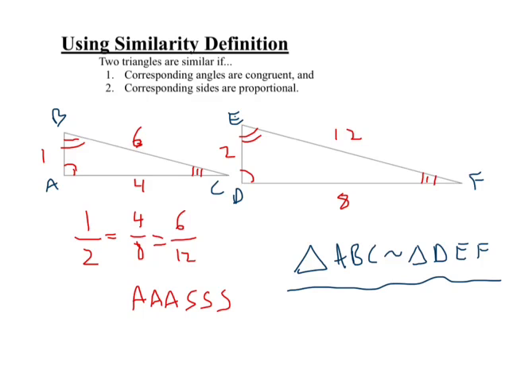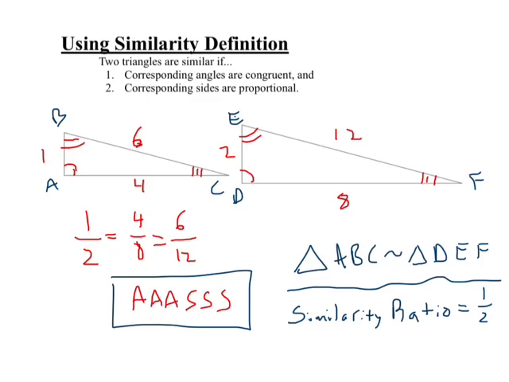The similarity ratio here is 1 to 2. The ratio is the same. 1 over 2, or 1 to 2. So all the sides are proportional, all the angles are congruent, so these two triangles are similar. Now, that was comparing 6 things, but we want to know if the two triangles are similar by just looking at a few pieces of information. Let's see how we can do that.